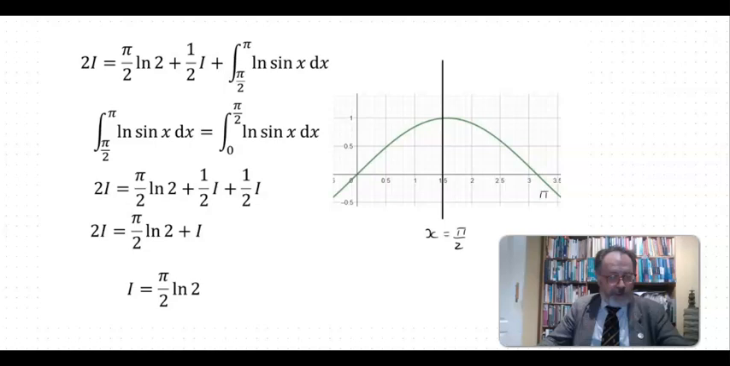And so that means that 2I equals pi by 2 ln 2 plus half I plus half I, so that 2I is pi by 2 ln 2 plus I. So the value is I equals pi by 2 ln 2. And now I think we've earned a cup of coffee.